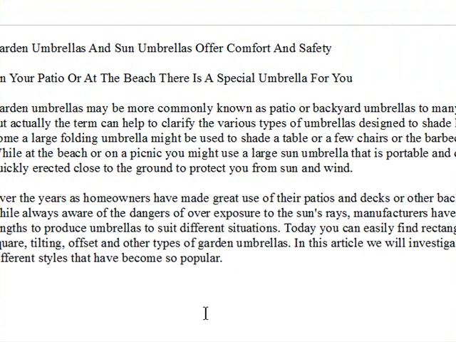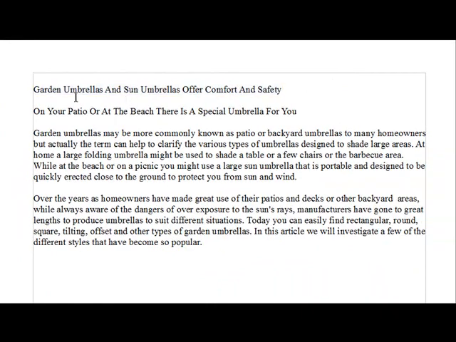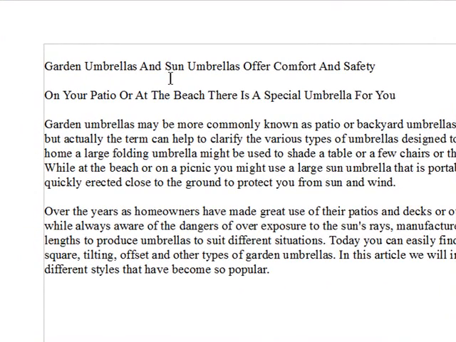After doing the research, I now know a little bit more about the various types of umbrellas, so I put a couple of paragraphs together, and for my main subject line, I was able to get 2 keywords in. Garden umbrellas and sun umbrellas are 2 of the keywords that came back with a very good ranking. So the title is Garden Umbrellas and Sun Umbrellas Offer Comfort and Safety. And then I put a subheading to start out. On your patio or at the beach, there is a special umbrella for you. Garden umbrellas may be more commonly known as patio or backyard umbrellas to many homeowners, but actually the term can help to clarify the various types of umbrellas designed to shade large areas.